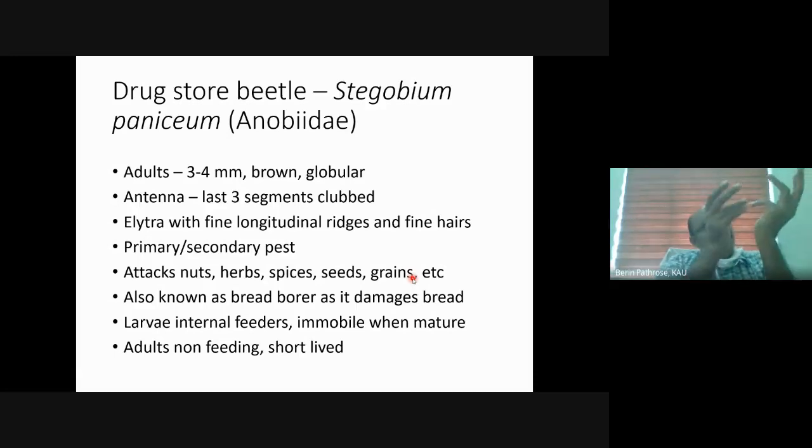So identify the differences. It is elytra with fine longitudinal ridges. Antenna is clubbed. Last three segments are clubbed. The size, color, shape, and all are same. 3 to 4 mm, brown and globular. Primary and secondary pest. Internal feeder. Damages mainly spices. So if you compare Stegobium and Lasioderma, it is pretty easy to study. Both have similar characters except for antenna and elytra. Okay.